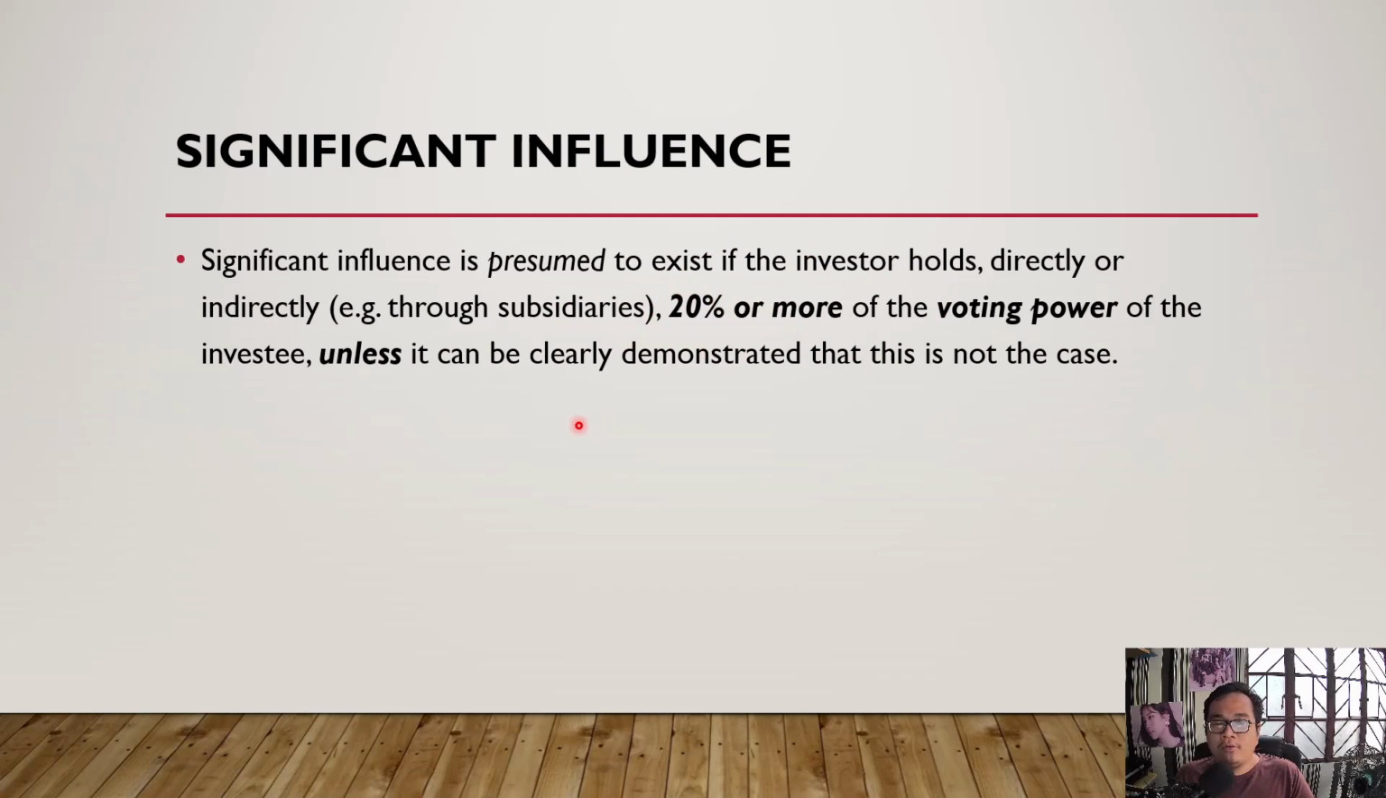Now, there are instances where hindi naabot yung 20% requirement. So, automatic ba na wala nang significant influence? Depende. Unless it can be clearly demonstrated that this is not the case. So kahit 18% lang yung ownership niya over the shares with voting power, pero it can be clearly demonstrated that the investor still has significant influence over the investee, then you can still say na may investment in associate dyan. Applicable pa rin si PAS 28.